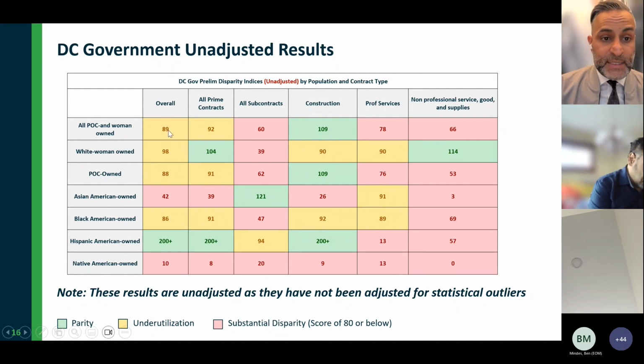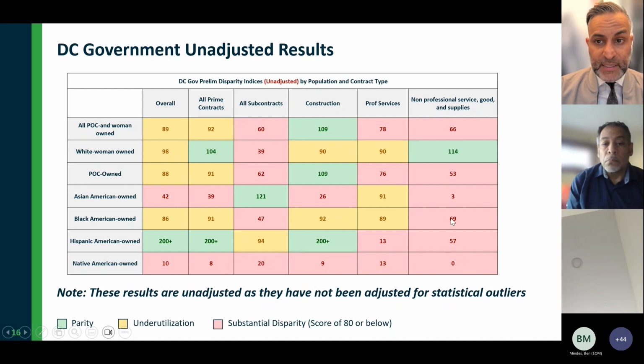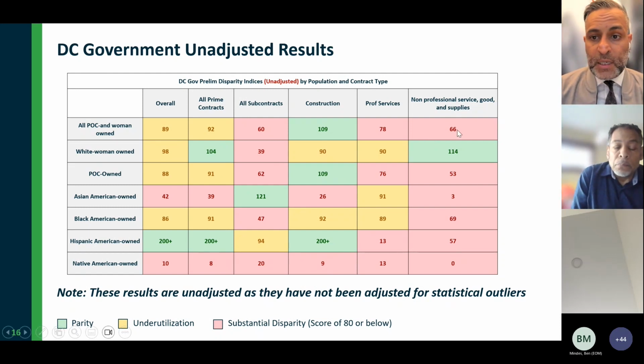So overall, we see substantial disparities for Asian American owned businesses and Native American owned businesses. We see substantial disparities for various groups for prime contracts. For subcontracts, we show them for Black American owned businesses, Native American owned businesses, as well as white woman owned businesses and all POC owned businesses considered together. For construction, we see them for Asian Americans and Native Americans. For professional services, for Hispanic American owned businesses and Native American owned businesses, and for non-professional services and goods and services, we see them for almost all groups with the exception of white woman owned businesses.